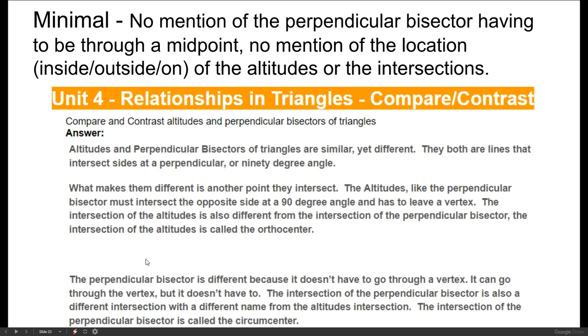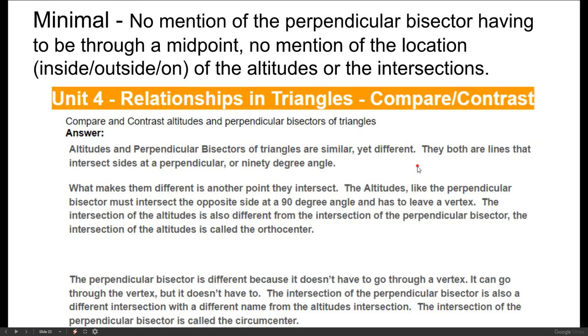Okay, so this one does have a lot of accurate information in it. It is really wordy for what they said. There are a lot of sentences in here that could probably have been left out and not have changed the gist of the paragraphs. But there is no mention of the perpendicular bisector having to go through a midpoint, of it having to bisect a side, right? And there's no mention of the locations that make the altitudes or the perpendicular bisectors different, or the locations of the intersections either. Okay, so that's the minimal.